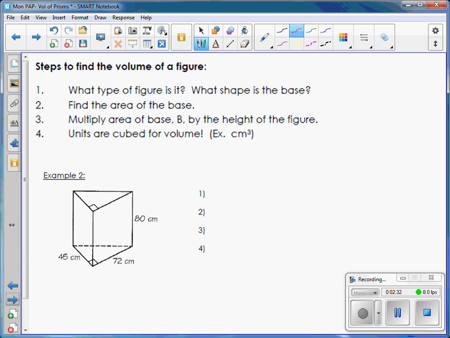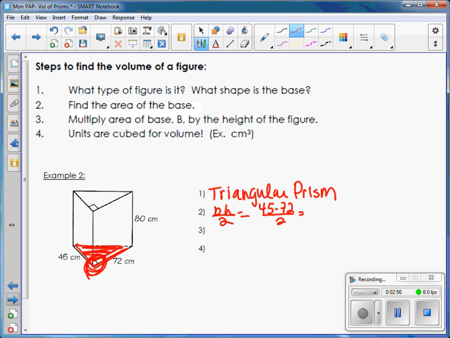All right, so what type of figure is this? Well, this particular one is a triangle. So this is a triangular prism. So to find the area of the base, I'm going to do base times height divided by 2. Okay, this is a triangle. Remember, heights and bases always make right angles. So I'm going to do 45 times 72, and that's going to be divided by 2. That is going to give me 1,620. And no, I didn't just do that in my head. I have it pre-worked out.